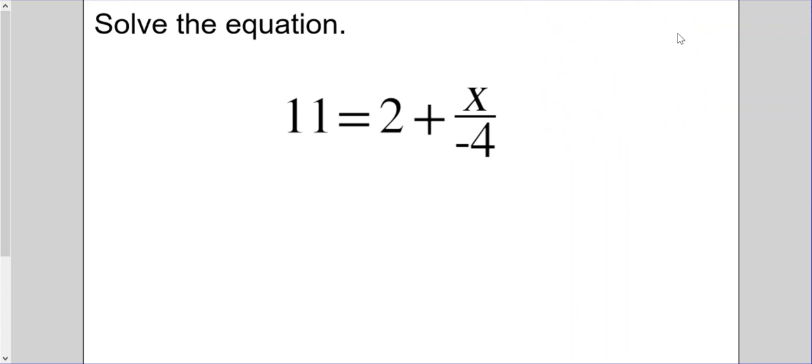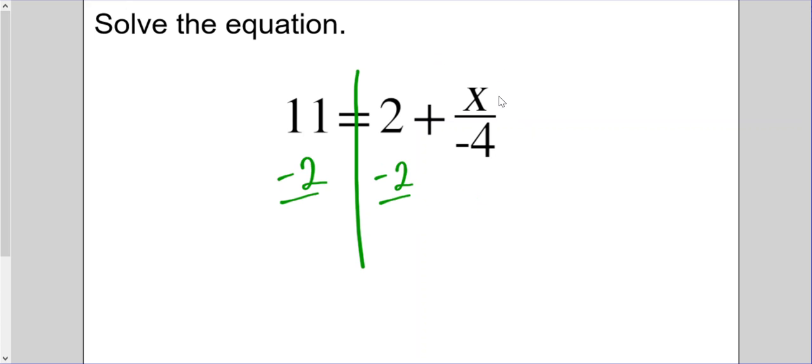I'm thinking about order of operations backwards. So if I had a number here, I would divide it by -4 and then add 2 to it. So that last operation is what I want to cancel out first, and I'm going to do that on both sides. I'm going to cancel out this positive 2 by minusing 2 on both sides of the equation.